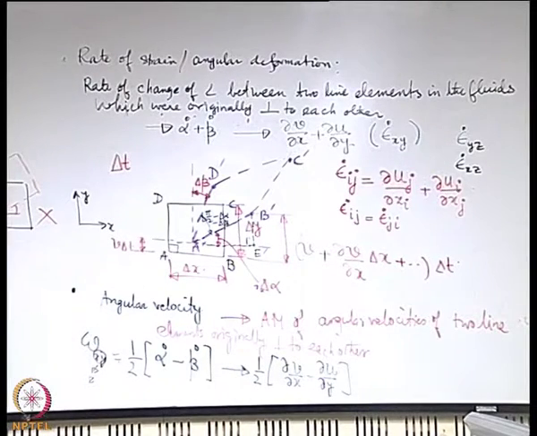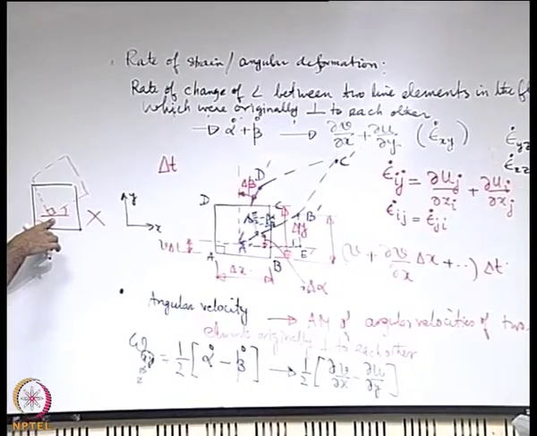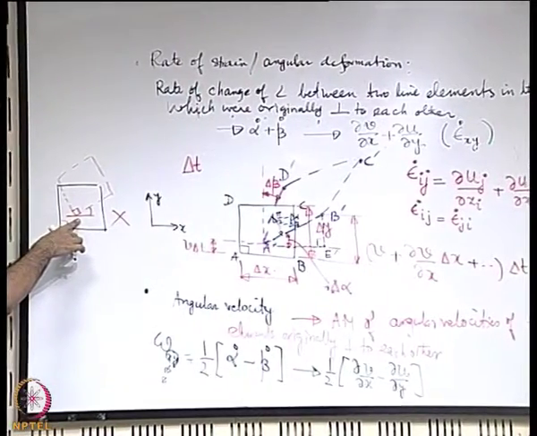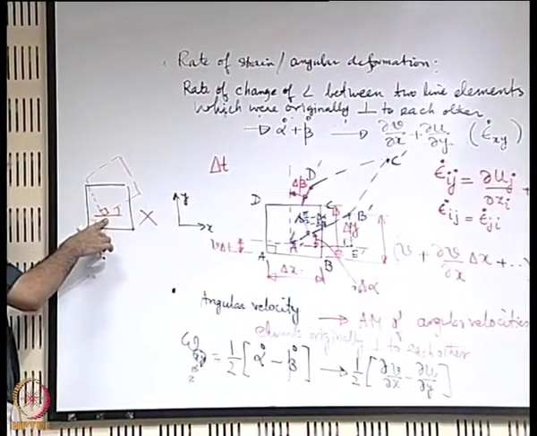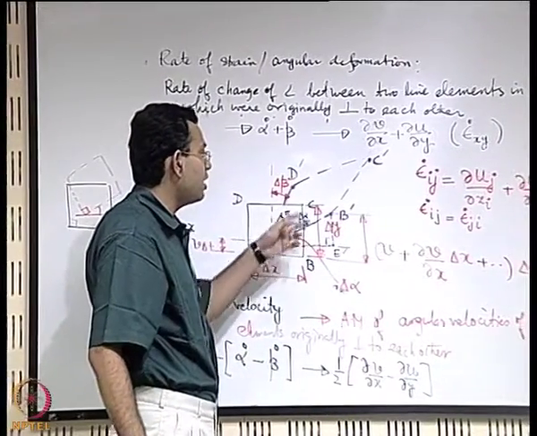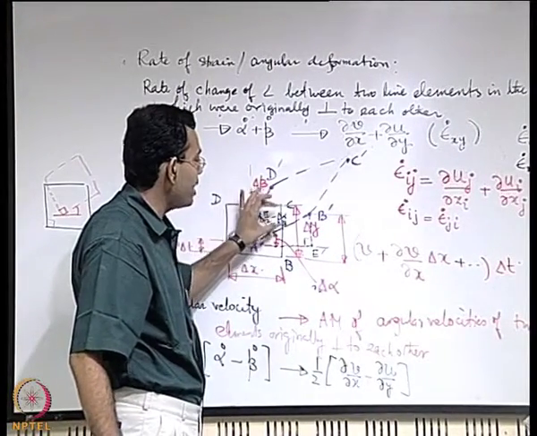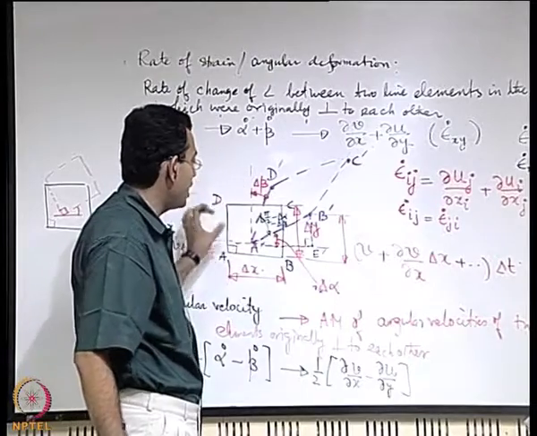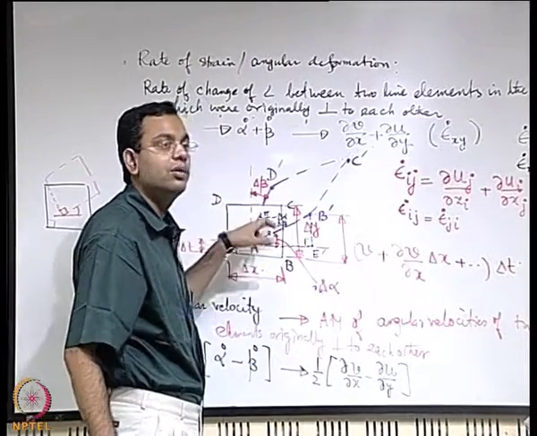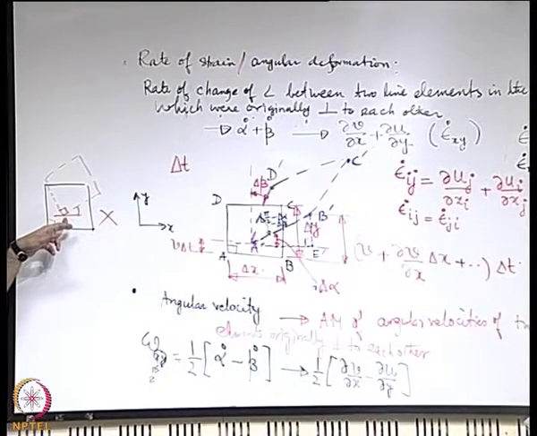Consider the special case when alpha dot is equal to minus beta dot. That is the case which is represented in this figure, because when alpha dot is equal to minus beta dot, in terms of the total deformation, delta alpha is equal to minus delta beta, and then delta alpha plus delta beta becomes 0. So the angle which was originally pi by 2 remains the same as pi by 2, and that is the rigid body deformation case that we are considering.